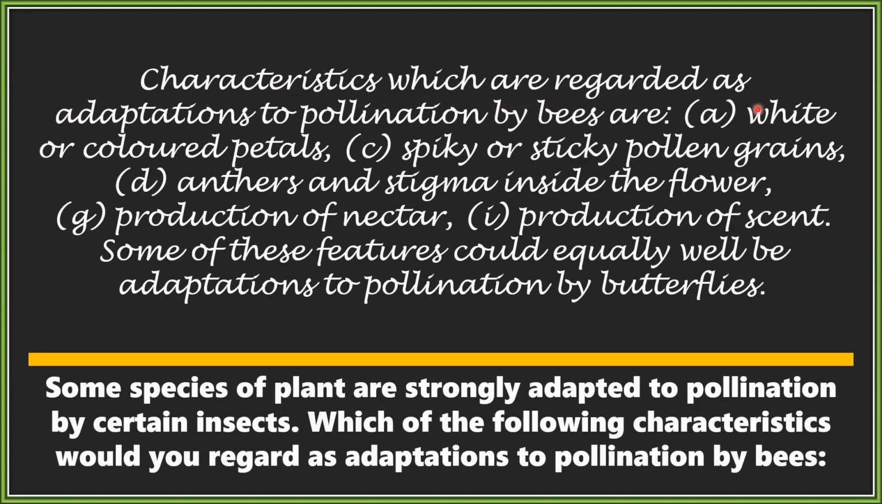Characteristics which are regarded as adaptations to pollination by bees are A. White or colored petals. C. Spiky or sticky pollen grains. D. Anthers and stigma inside the flower. G. Production of nectar. I. Production of scent. Some of these features could equally well be adaptation to pollination by butterflies.